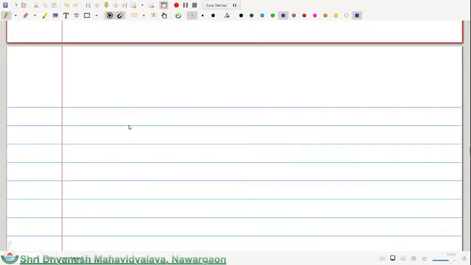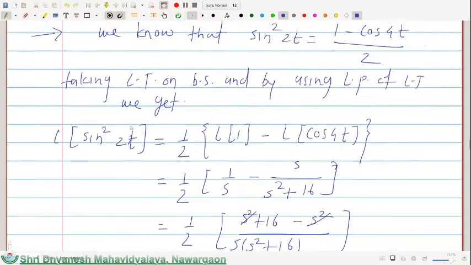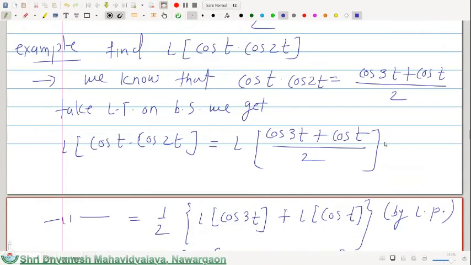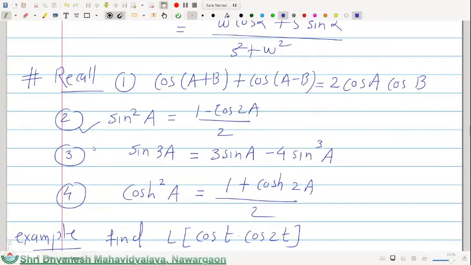So if you go to the next example, you do that. Which one? This Laplace transform of sin cube at. You can use this formula: sine 3a is equal to 3 sine a minus 4 sine cube a. Okay, so sine cube a will be (3 sine a minus sine 3a) upon 4.